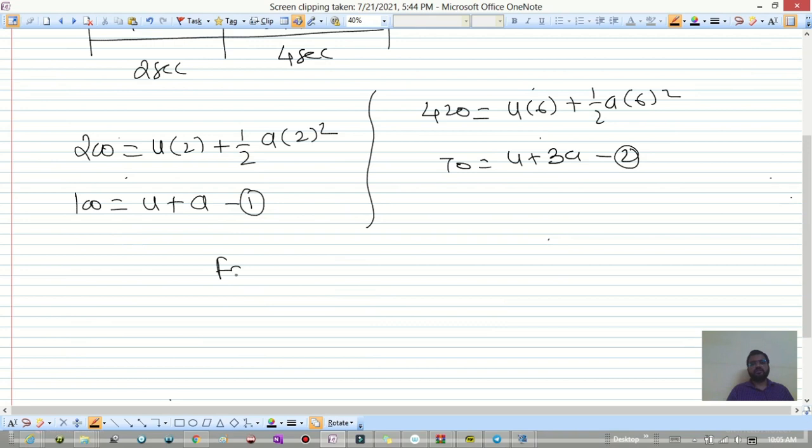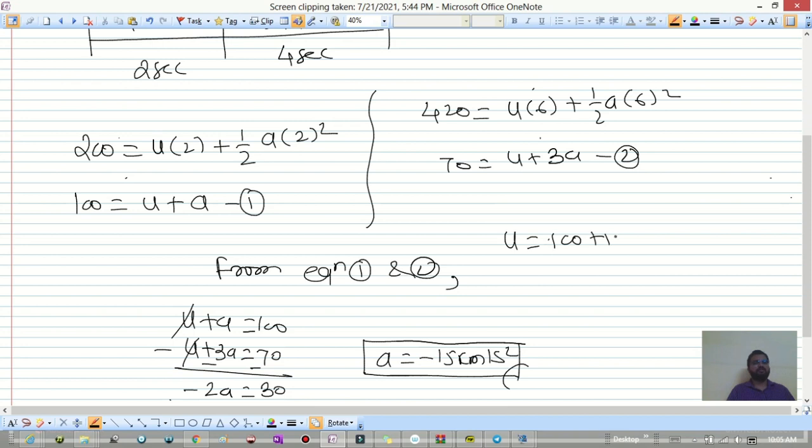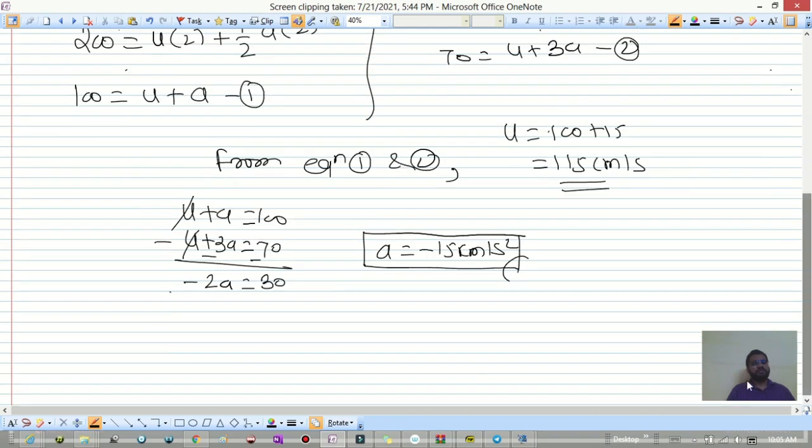Now from equations 1 and 2, we have u plus a is equal to 100, u plus 3a is equal to 70. Now just subtract. The u gets cancelled. Minus 2a is equal to 30. So what is a then? a we have as minus 15 centimeter per second squared. So this is the acceleration. Now put in any equation, and you can calculate the initial velocity, and that initial velocity is 100 plus 15, which is equal to 115 centimeter per second. So if we know the initial velocity, we can find the final velocity at the end of 7 seconds.